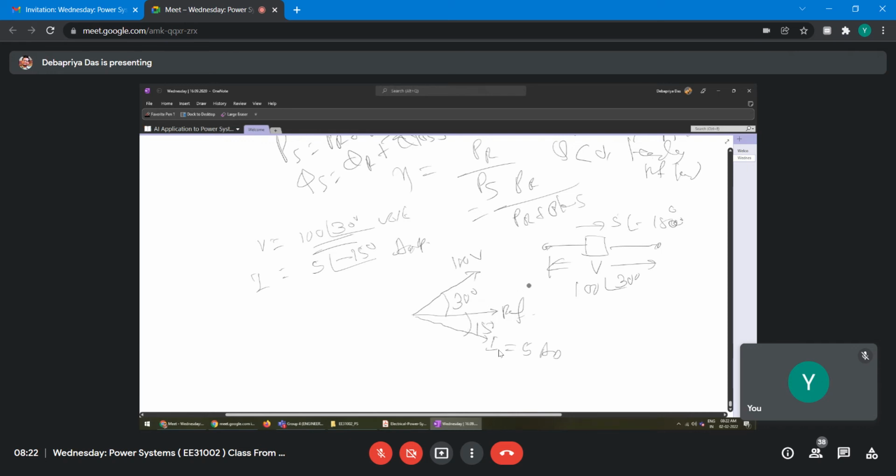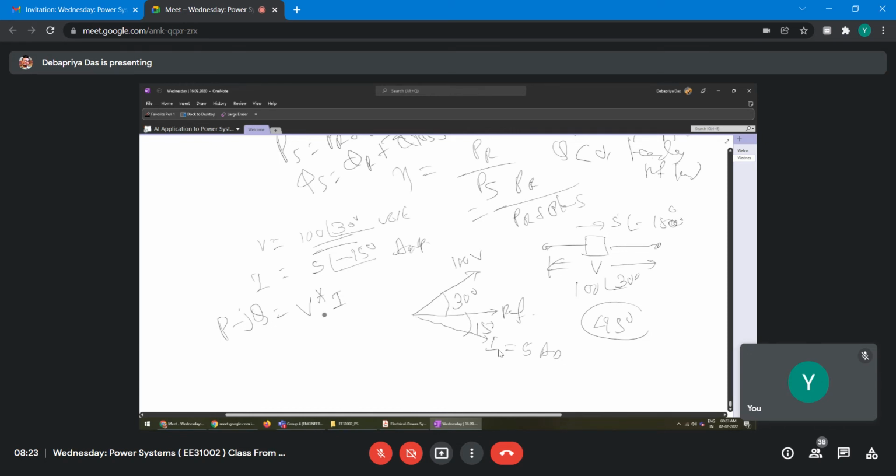Then what is the angle between voltage and current? 45 degree, right? 45 degree. So for the power equation, in electrical engineering, we generally follow P minus jQ is equal to V conjugate I, right? Or P plus jQ is equal to V I conjugate. But V conjugate I has a lot of advantage in computation. Later you will know, we follow this.